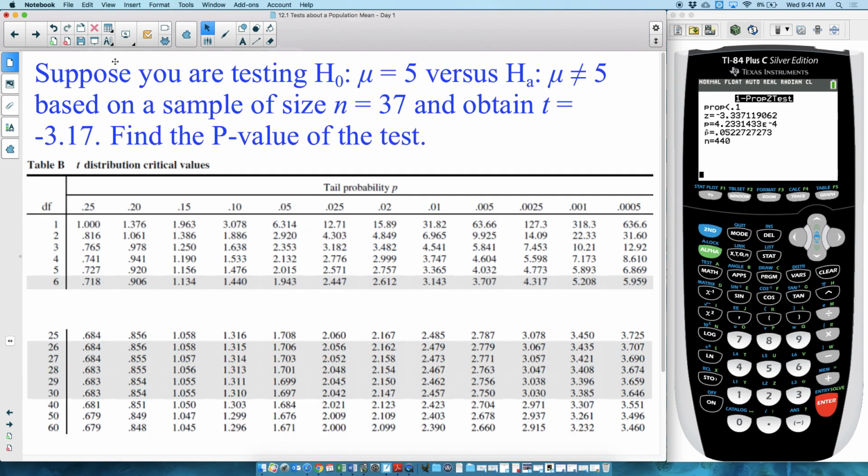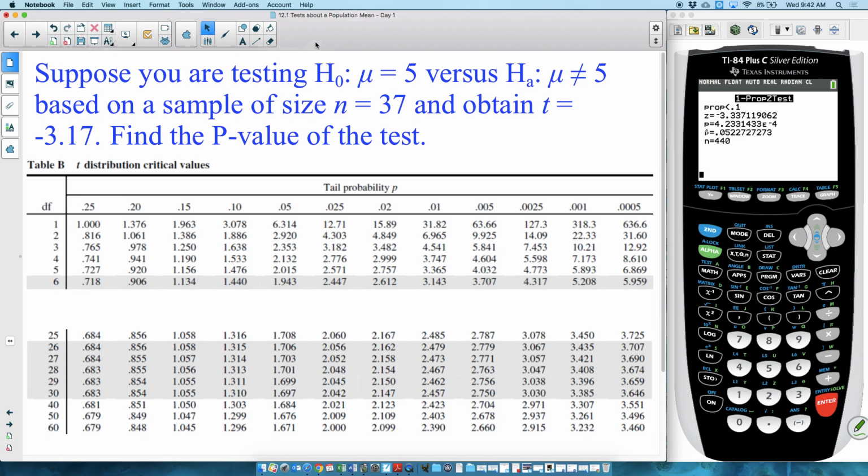What if I change our alternative hypothesis to not equal to? So we're testing the null that the mean is 5 versus the mean is not 5 for our alternative, based on a sample of size 37, and obtain t equals negative 3.17. Find the p-value of the test. So lots of different things in this one. What do I have to do?